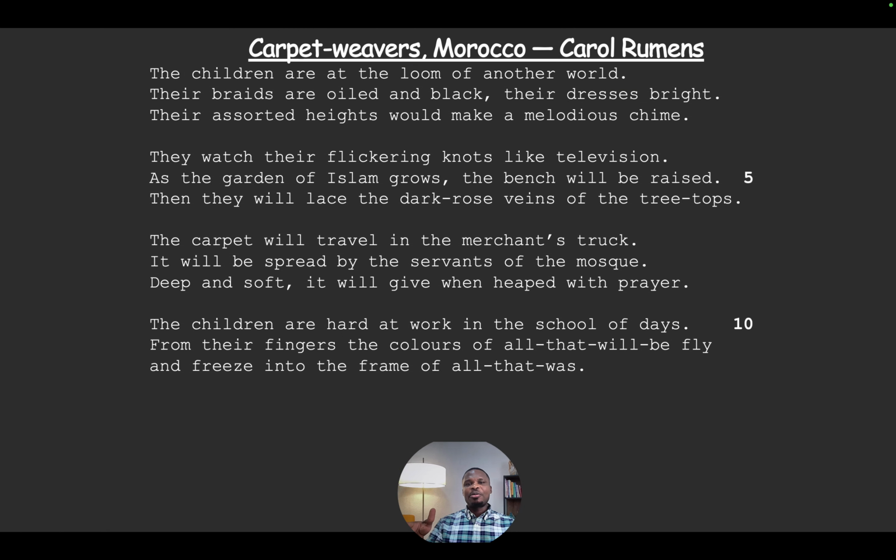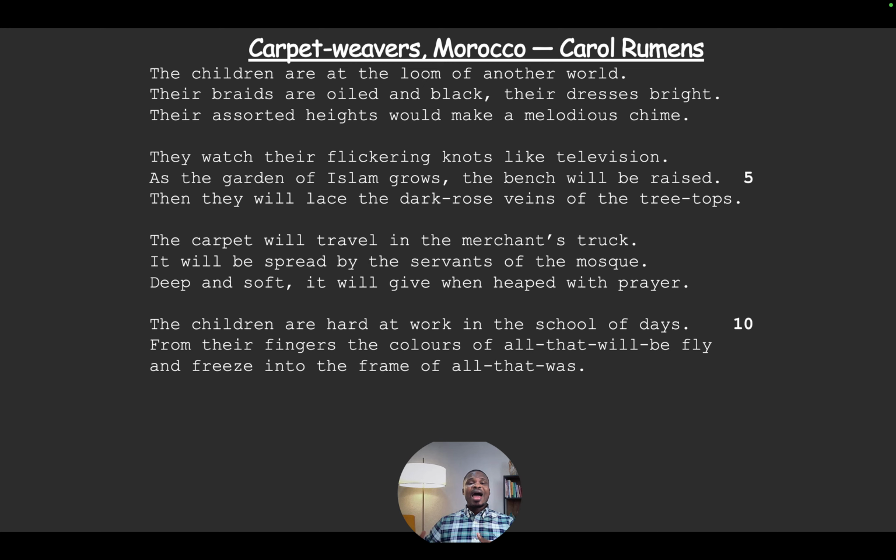Now, this is how the poem appears. Essentially, the summary of the poem is about children who are working in a carpet weaving factory or place in Morocco, and the effects that they have on this onlooker or this speaker that appears to be a foreigner. So that essentially is it.